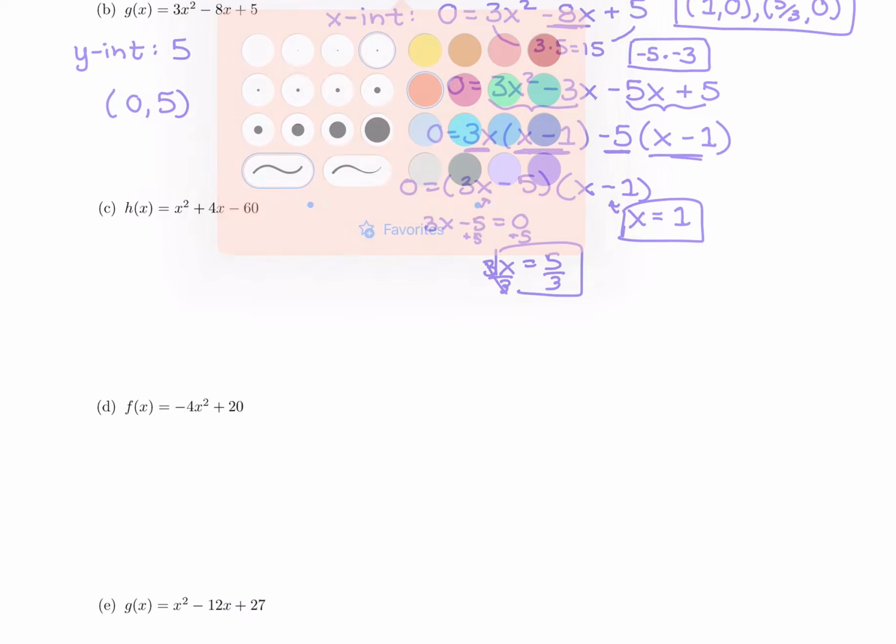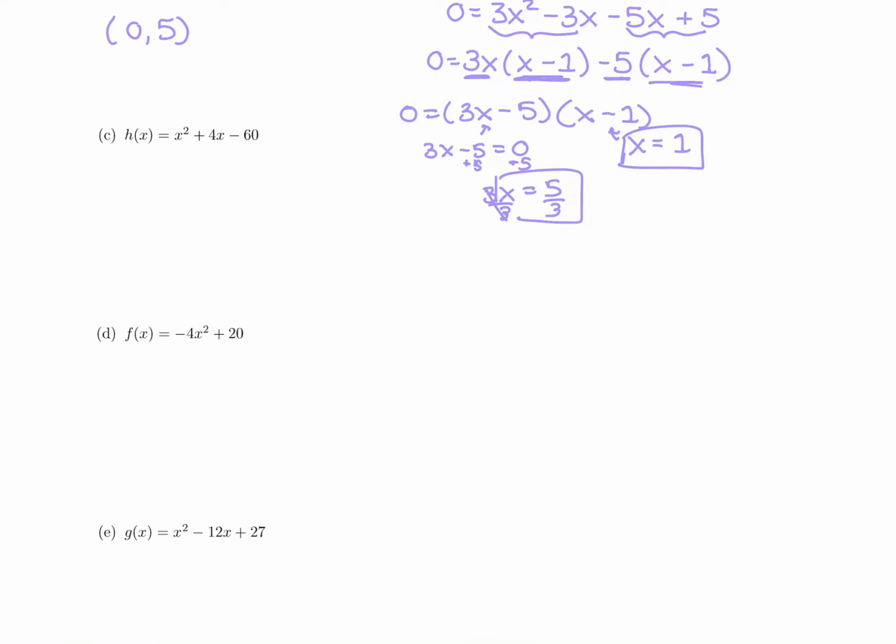Moving down our list, we have another quadratic. I want to find the y-intercept by making x 0. If I plug in 0 for x into this, my y-intercept is going to be -60, because when you plug in 0, your y value is -60. Not too bad to find a y-intercept.